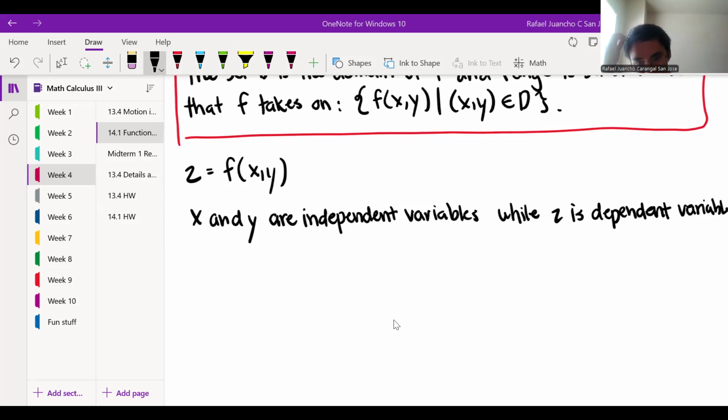So a function of two variables is just a function whose domain is a subset of R squared and whose range is a subset of R. The domain consists of values in R squared because we're picking two variables. And then for my range, I'm picking only one.